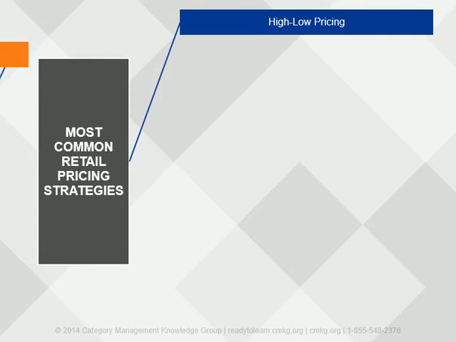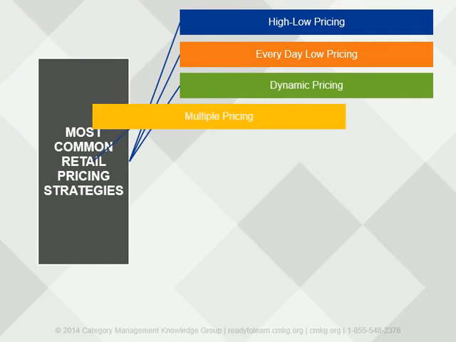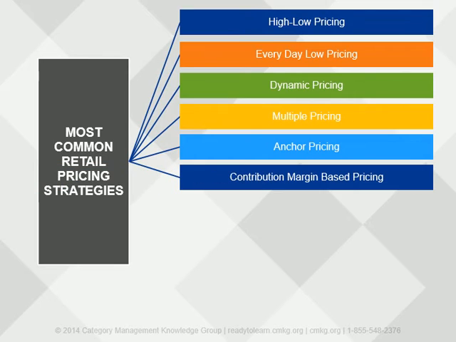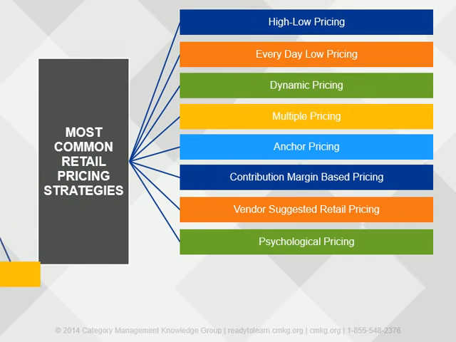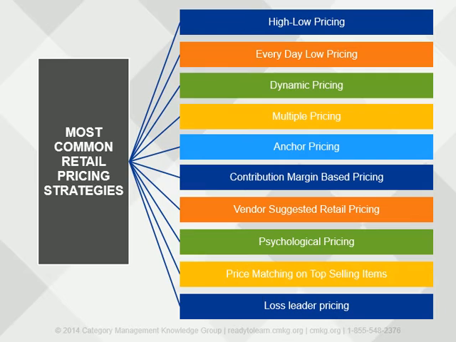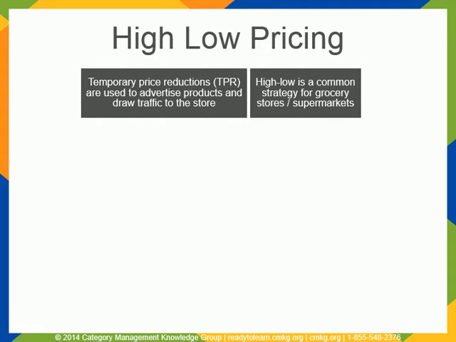There are many different pricing strategies that retailers may choose from. Here are some of the more common ones. We will review in detail some of the more common retail pricing strategies in the following slides. High-low pricing is a strategy that's most common in grocery stores and supermarkets. This pricing strategy focuses on temporary price reductions as a means to advertise products and draw traffic to the store.